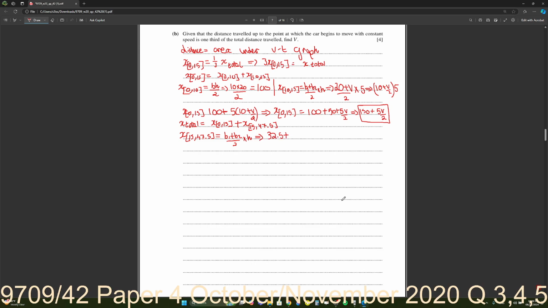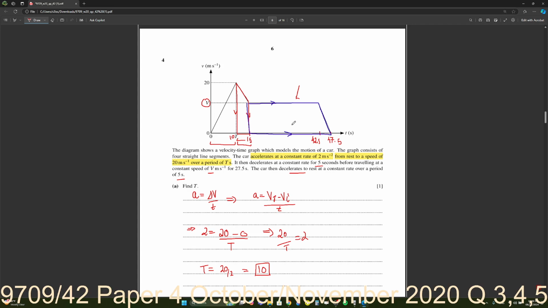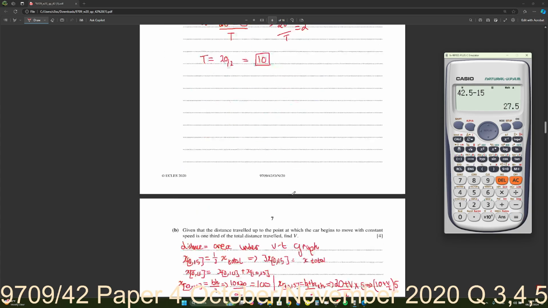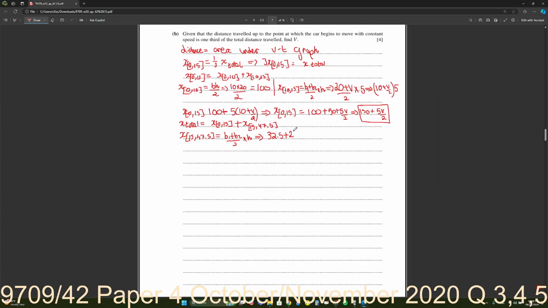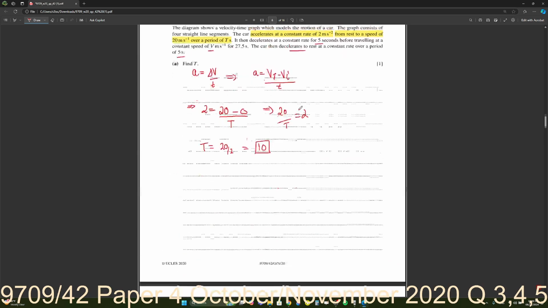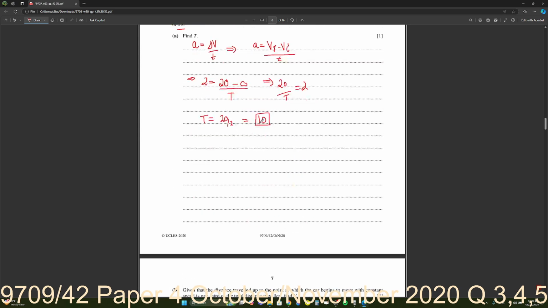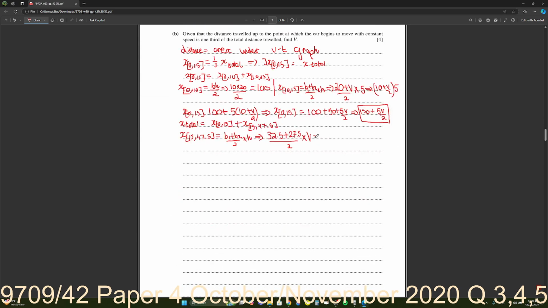Our second base is from 42.5 till 15, which is 27.5. So 32.5 plus 27.5 over 2 times the height. The height is just the distance between them, and that is v, so times v. Let's simplify this. You're going to get 60 over 2 times v, so it's going to be 30v.